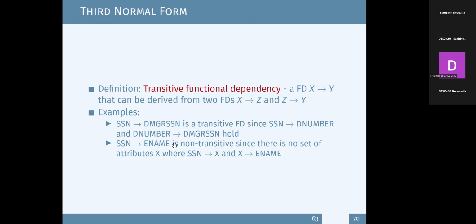Now let me show you an example. If you have social security number and department manager social security number, this can go through the department number, because from the employee we get the department number, and then the manager social security number you can determine using the department number. So we can say this is a transitive dependency. But if you have social security number and employee name, it's non-transitive because you cannot find any attribute that has this pattern.